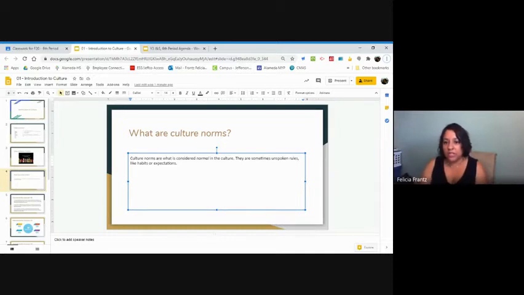So with this, there are subcultures also. The example of the United States is a big, large culture, but I bet you each have your own special culture at home. If you were to compare it to your friend's house, some things might be the same, but some things might be different. So what are some examples of culture norms that you have at home?